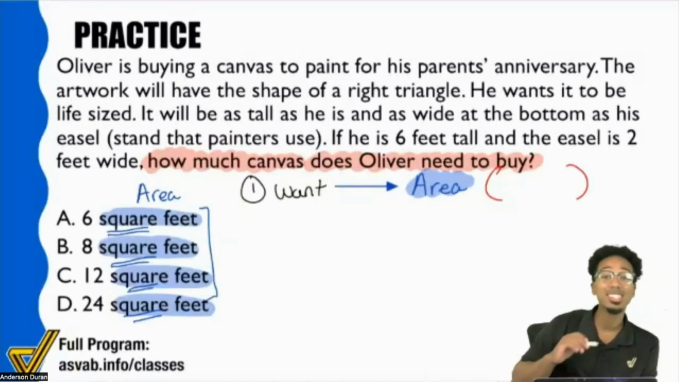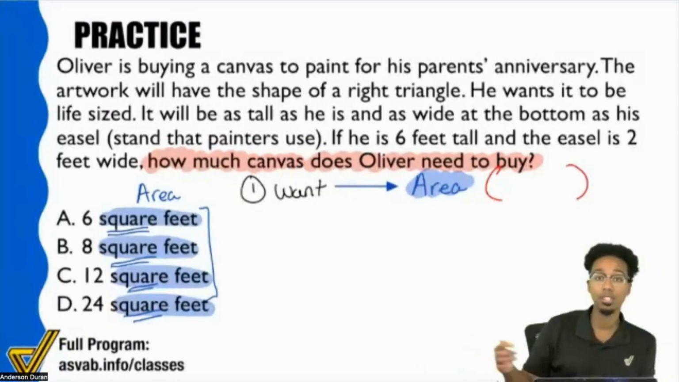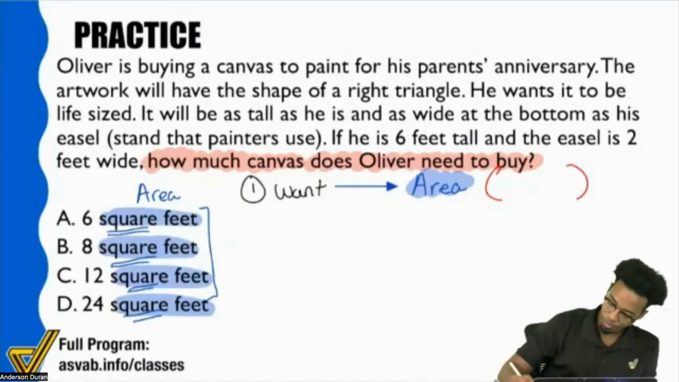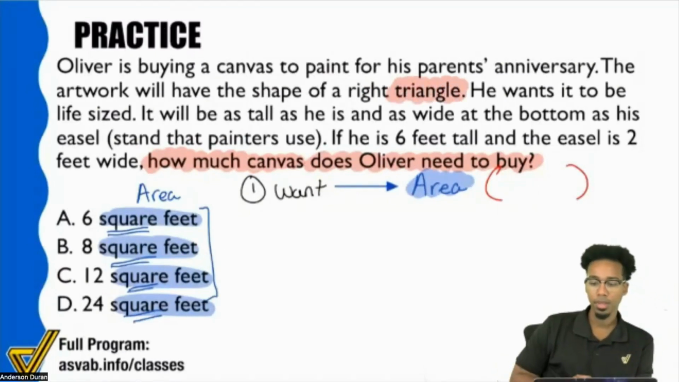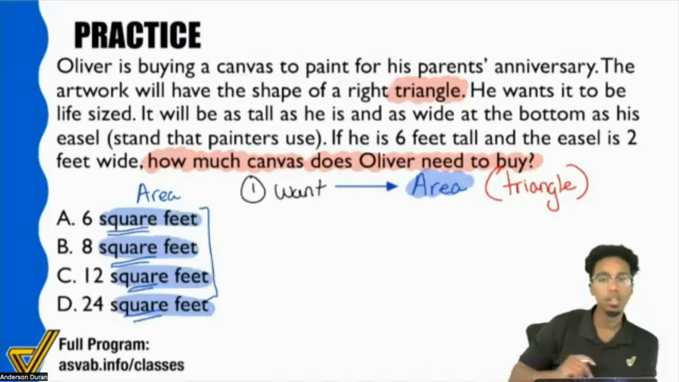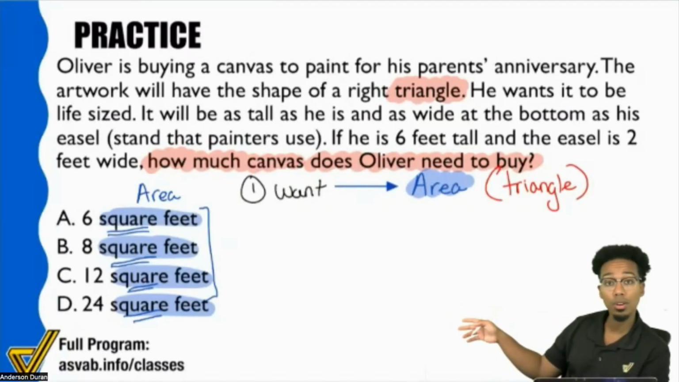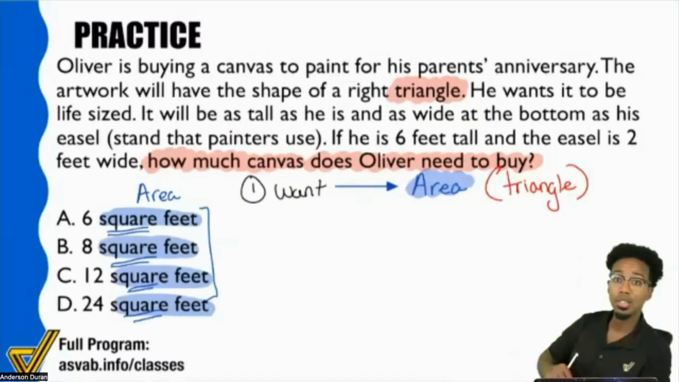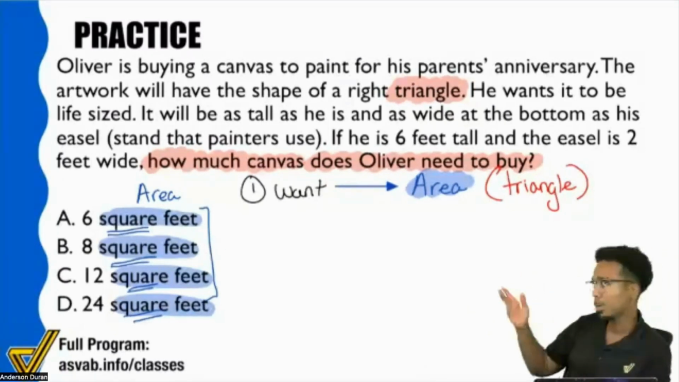So if you know that you're looking for area, what is your shape? I'm going to skim the problem and see if the shape is given to me. Read the story briefly. Oliver is buying a canvas to paint for his parents' anniversary. That's cute. Good job, my man. The artwork is going to have the shape of a right triangle. Right there. So we're dealing with a triangle. Yes or no? Do we understand that what we want is to find the area of a triangle? Because the answer choices say square feet, so that's area. And the canvas is a right triangle, but a triangle nonetheless.